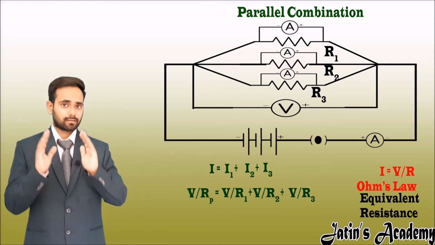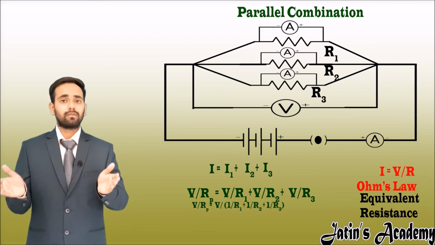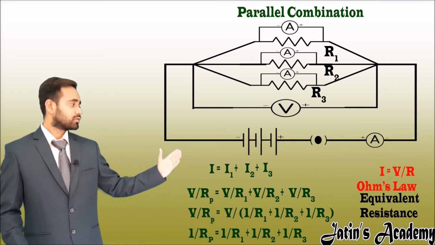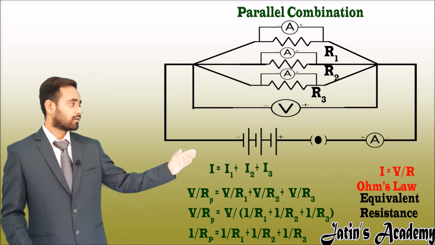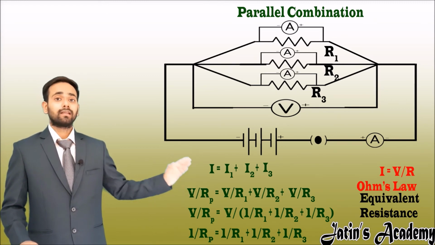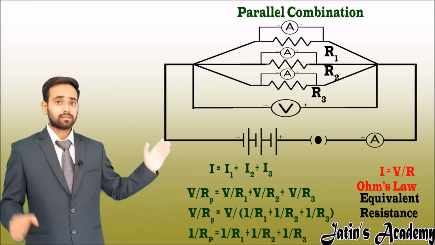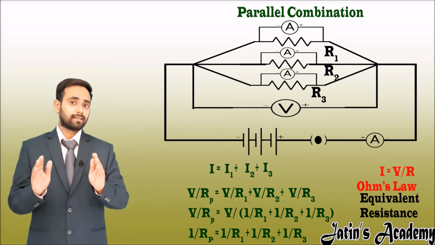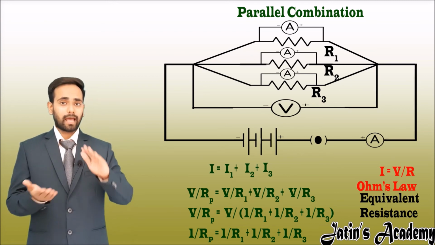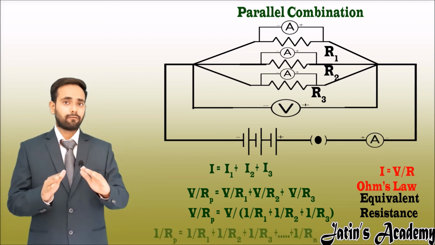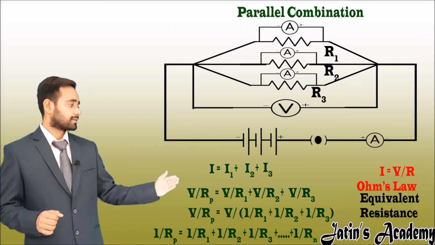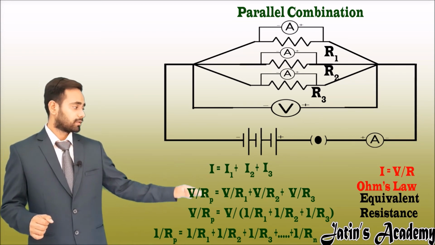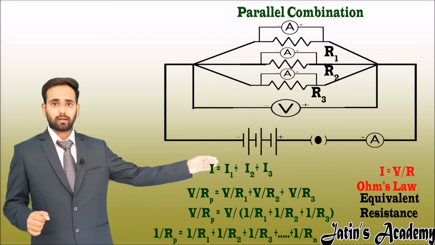Taking the V as common and cancelling from left and right side, we get 1 upon Rp is equal to 1 upon R1 plus 1 upon R2 plus 1 upon R3. This is the equivalent resistance we get for the parallel. If the resistances are n in number, then we get the formula 1 upon Rp is equal to 1 upon R1 plus 1 upon R2 plus 1 upon R3 and so on up to 1 upon Rn.